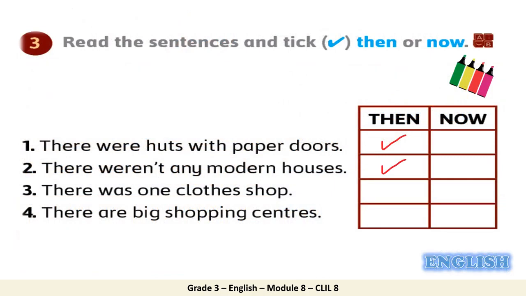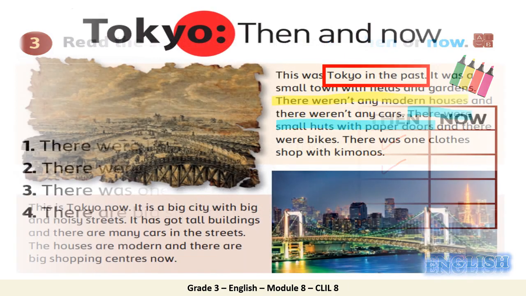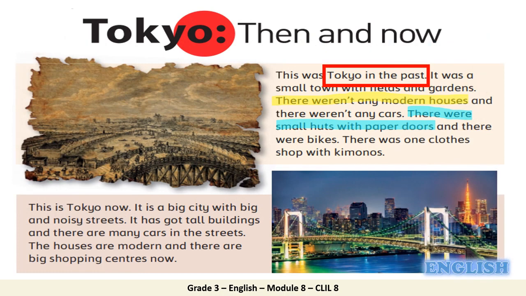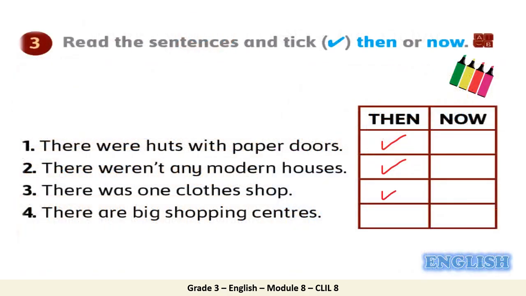Now let's do number 3 together. There was one clothes shop. Again, go back to the text to find the answer. There was one clothes shop. Also, in which part of the text? Fantastic, Tokyo in the past. So what's the answer? Amazing. Then, and for the last one, there are big shopping centers.